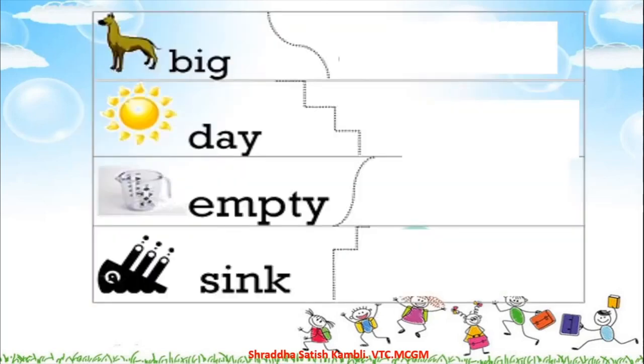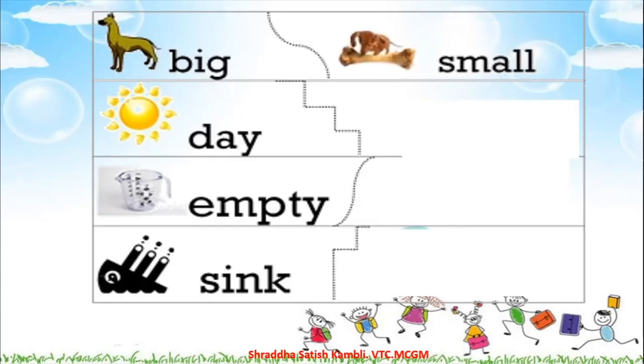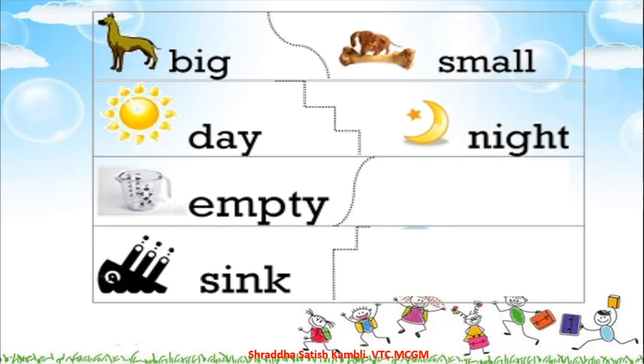Let us look at some more examples. So big. See, this is a big dog. And this is a small dog. Alright? It is day now. It will be night soon. The jug is empty.